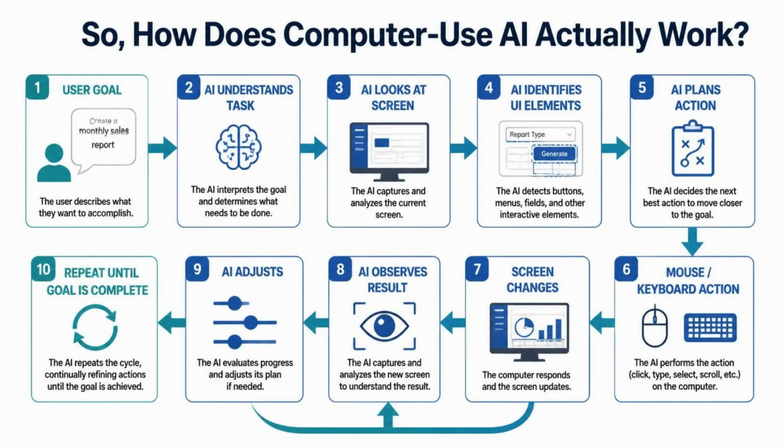So let's put everything together. Computer use AI starts with a goal from the user. The AI interprets that goal. It observes the computer interface. It identifies useful elements. It plans an action. It controls the mouse or keyboard. The computer responds. The AI observes the new state. If everything looks correct, it continues. If something unexpected happens, it can potentially adjust its plan. And this loop continues until the task is completed or the system needs human intervention. So the complete process is see, understand, plan, act, check, and repeat.